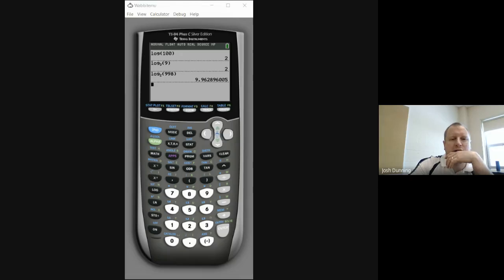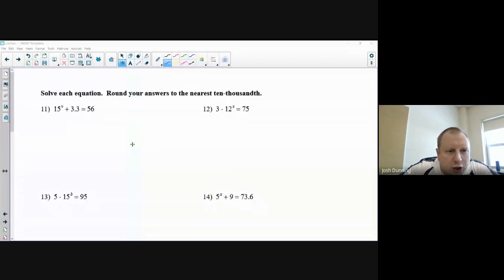Now, what we will be doing further with this, and I'm going to share my notebook again here, and I'll have to go back and forth a bit from the notebook to the calculator, but we'll get through it. We're going to use these logarithms to solve these equations. So we have 15 to the v power plus 3.3 equals 56.